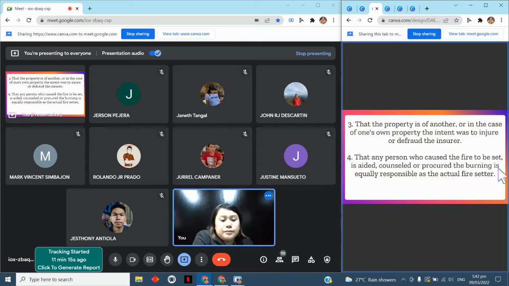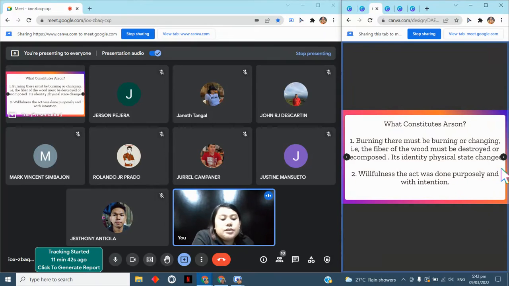Okay? So, any person who caused the fire to be set is aided. No? And, of course, whoever the criminal mind is who instructed that it be burned, he is also guilty as an arsonist, as well as the fire setter who produced the fire. No? So, they are arsonists.